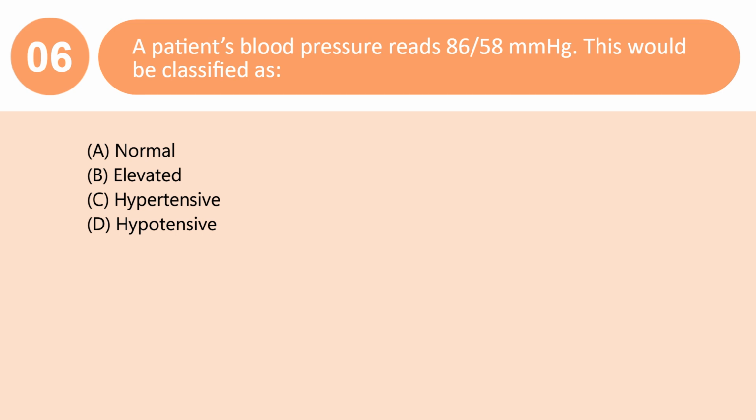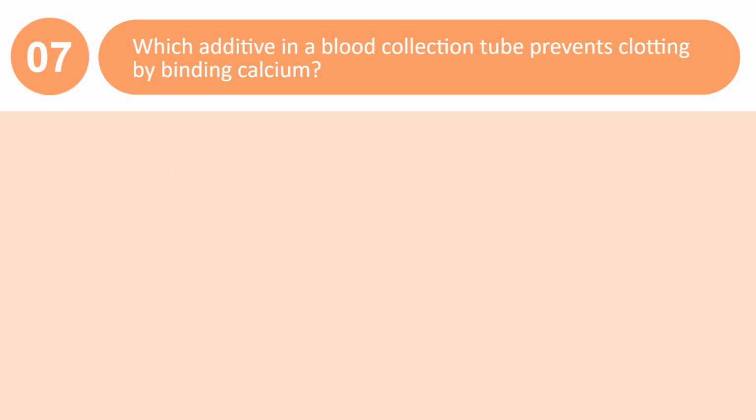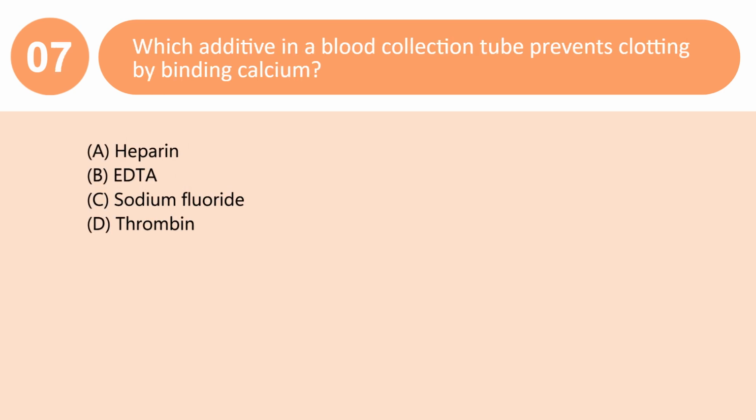This would be classified as A. Normal. B. Elevated. C. Hypertensive. D. Hypotensive. Answer: D. A systolic reading below 90 and a diastolic below 60 indicates hypotension, which may cause dizziness or fainting. Which additive in a blood collection tube prevents clotting by binding calcium?